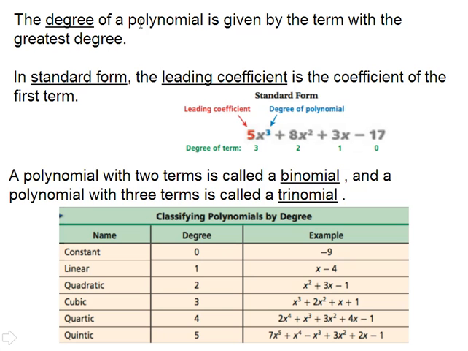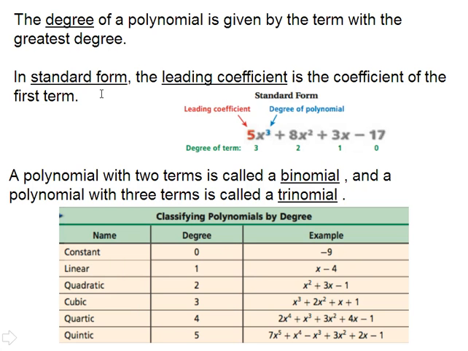The degree of a polynomial then is given by the term with the greatest degree. So if we take a look at this example right here, we have a polynomial. Notice I have several terms added or subtracted together. The degree of this polynomial is the highest power. And so the greatest degree or highest power here is 3. This would have a degree of 3.